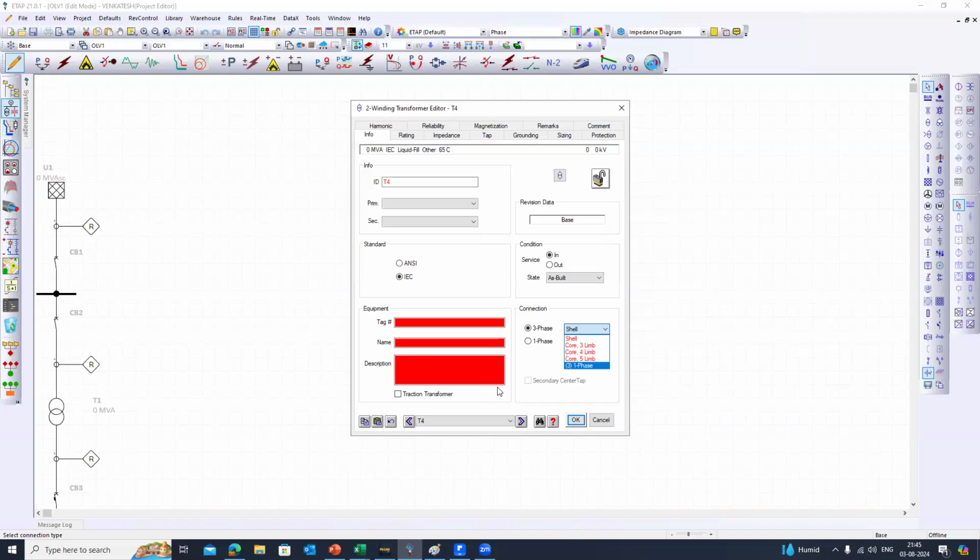Generally, these three single-phase transformers will be used where you are having transportation issues and where you need redundancy. So there you need these three single-phase transformers.